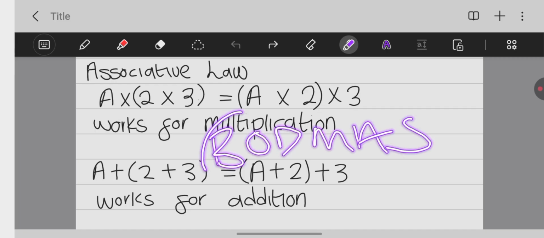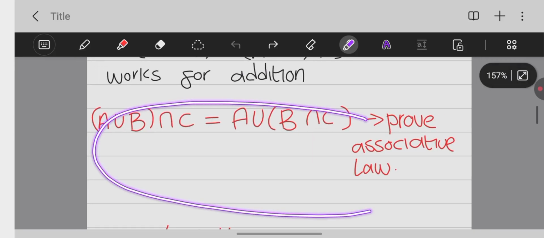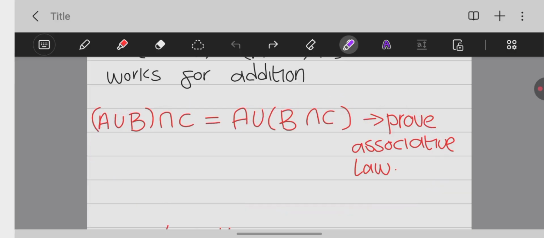That states deal with the brackets first and then your multiplication if you're dealing with the multiplication associative law, and addition for the addition law. And if you have sets, this is how they could ask you to prove that things are associative. So they could say prove that the left hand side is equal to the right hand side, and you do have to know how to do that. Please do check out the video on proofs regarding sets.